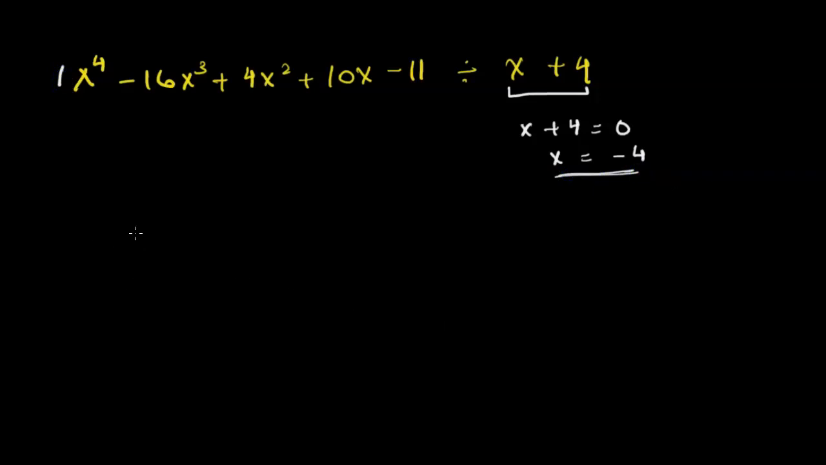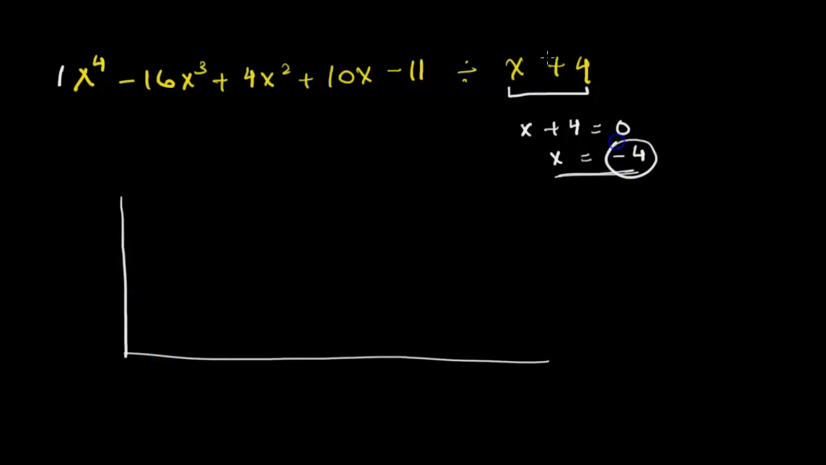Now, in order to do synthetic division, we make a line like this. We put the number that we got from the divisor outside, and these coefficients we put here in the descending order of their variable powers: 1, minus 16, plus 4, plus 10, minus 11. Now the first step is that we bring the first coefficient down under this line as is, without doing anything to it.